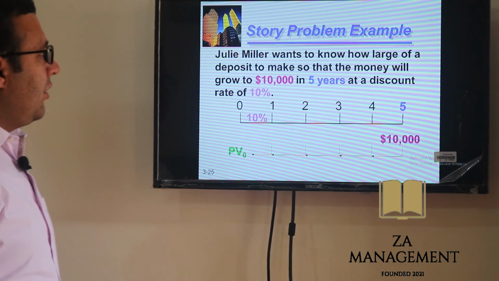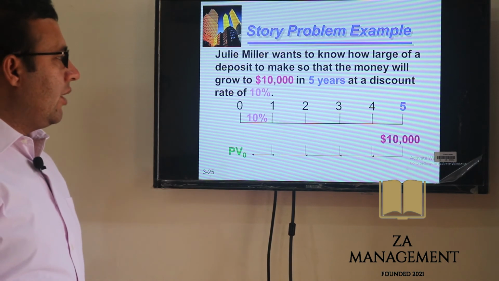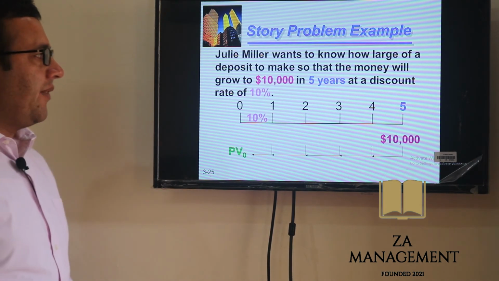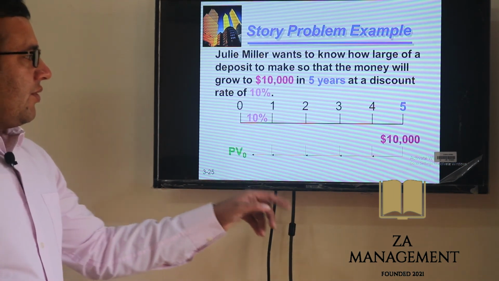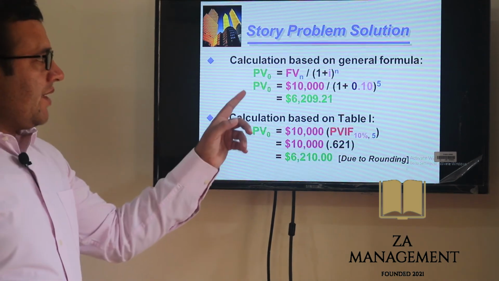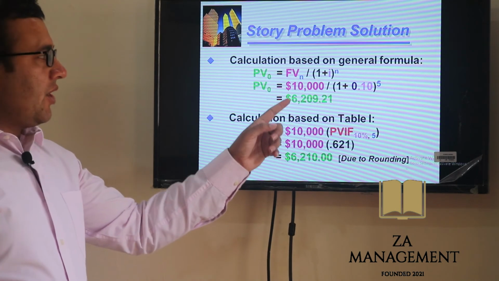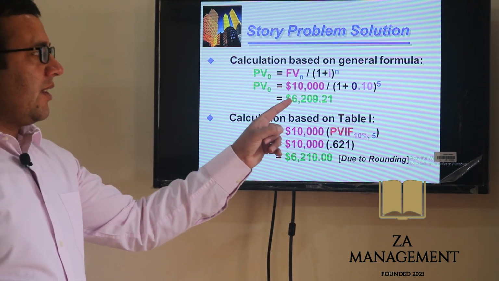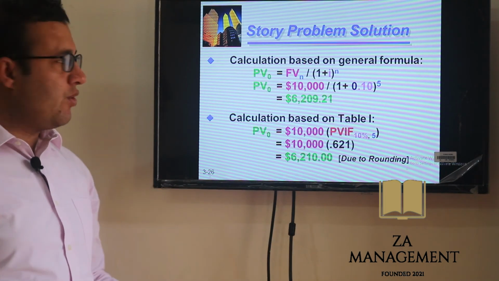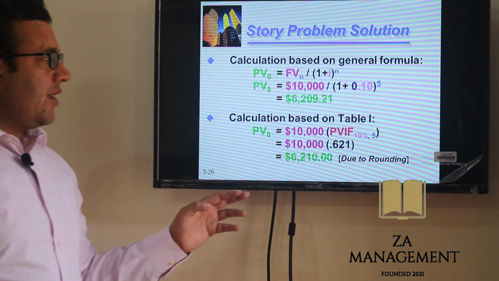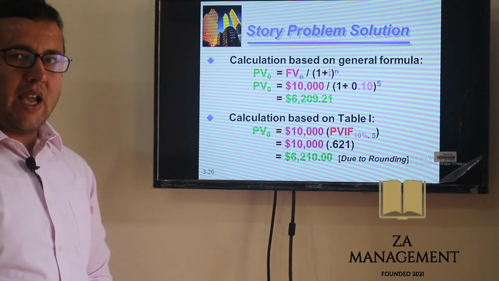Here we have an example. Julie Miller wants to know how large a deposit to make so that the money will grow to 10,000 US dollars in 5 years at a discount rate of 10%. So we have to calculate its value. Here present value is equal to future value divided by (1 plus i) whole to the power n. The future value desired in this case is 10,000. That's why it is divided by 1 plus 0.10 whole to the power 5. While calculating this, we can compute that she needs to deposit 6,209 US dollars today.